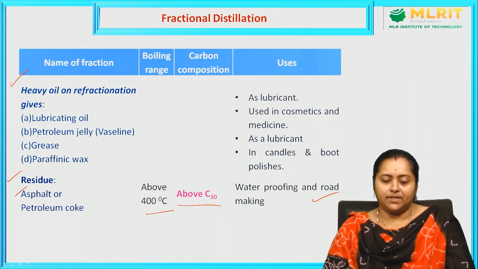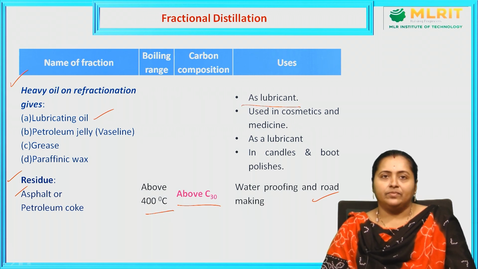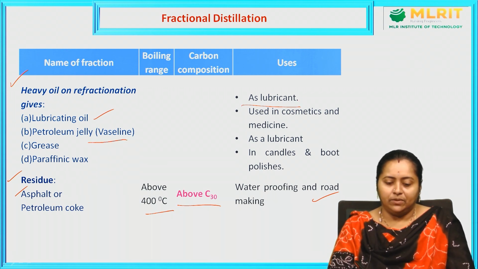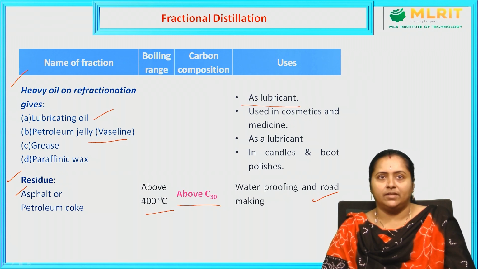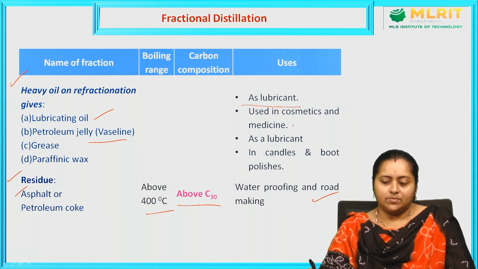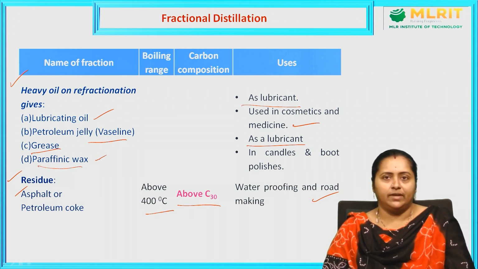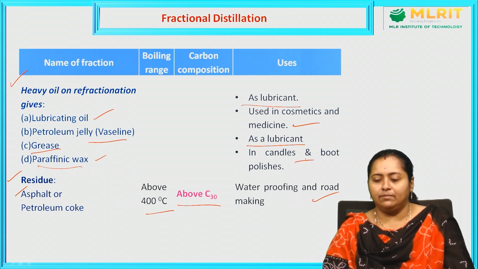And what is the first fraction that is separating out? Heavy oil, when subjected to refractionation. If it is subjected to refractionation again, it is able to release lubricating oil, which can be used as a lubricant for reducing friction. And then petroleum jelly, which has a commercial name, Vaseline. It is used in cosmetics and medicines. And then grease, which can also be used as a lubricant for reducing the frictional force. And the last one is paraffinic wax, which we know very well is used in candles and boot polishes.